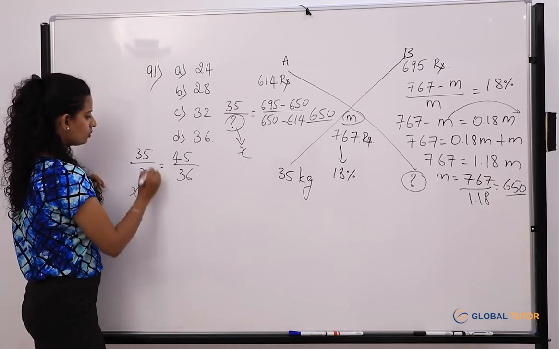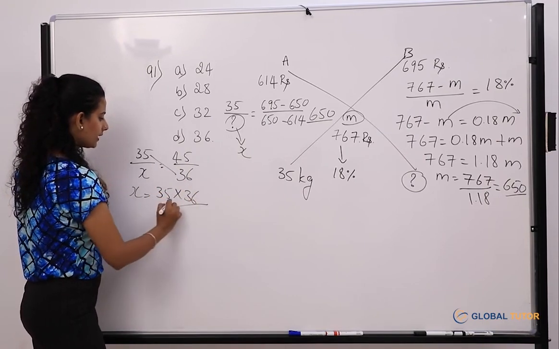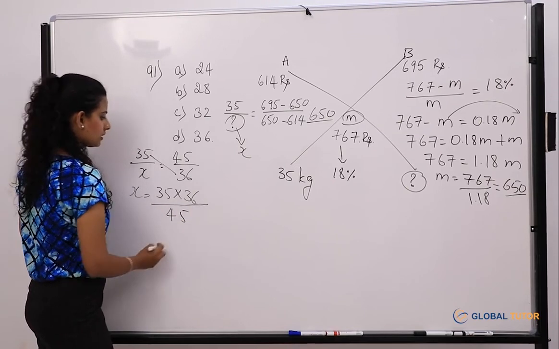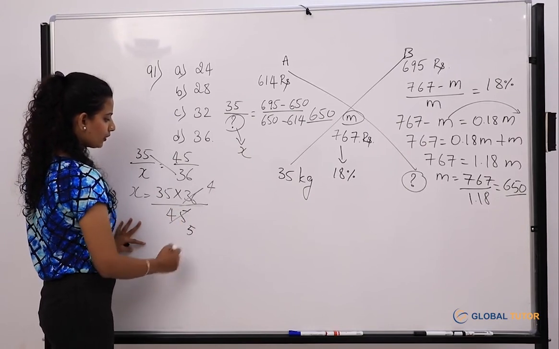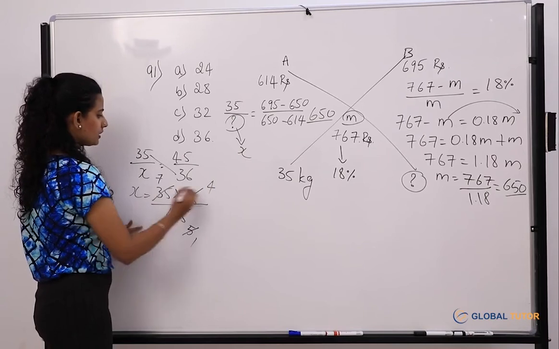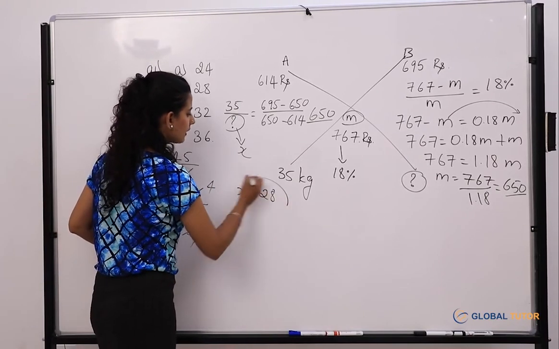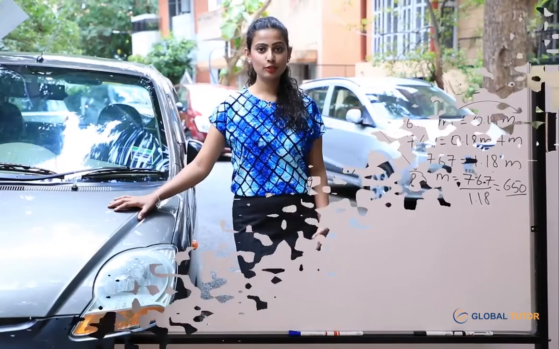So, x is equal to 35 into 36 divided by 45. So, here 9 4s are 36, 9 5s are 45, and 5 1s are 5, 5 7s are 35. So, x is equal to 7 into 4, which is 28. So, answer is option B. So, those were the questions based on alligation.